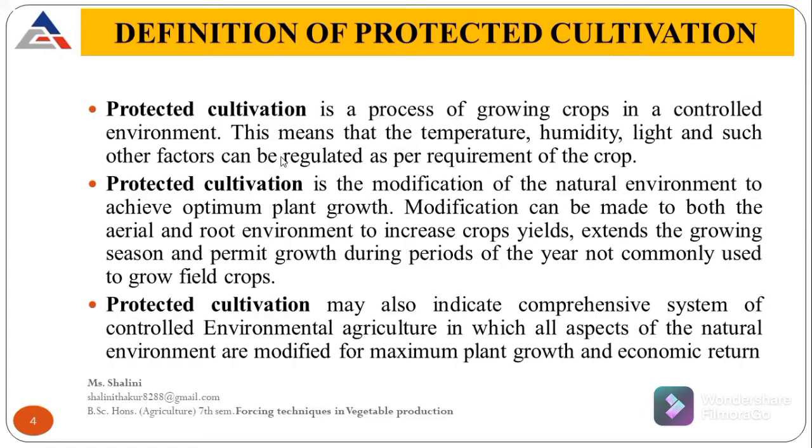Second, we are modifying the natural environment so that plant growth is at an optimum level, with modification for aerial and root development, providing an appropriate environment to our crop plants so that we get higher yield. Third, it also indicates a comprehensive system of controlled environment agriculture. Protected cultivation is also known as controlled environment agriculture, in which we are controlling the climatic factors.